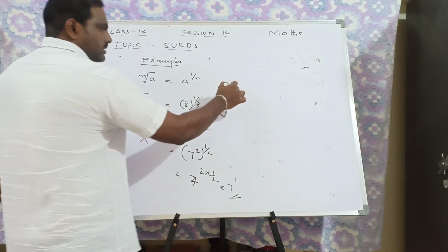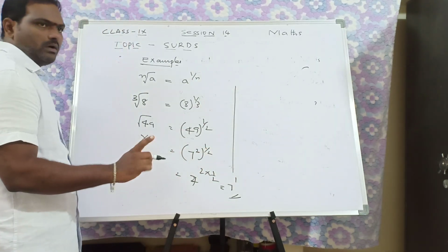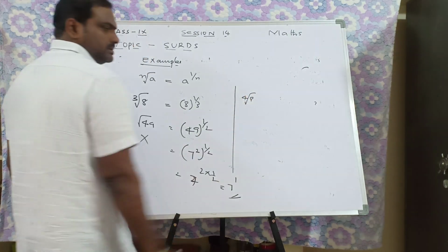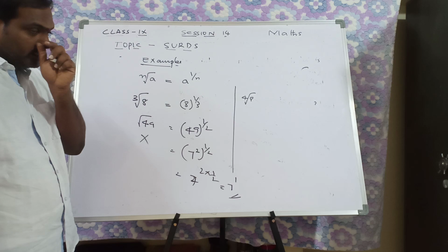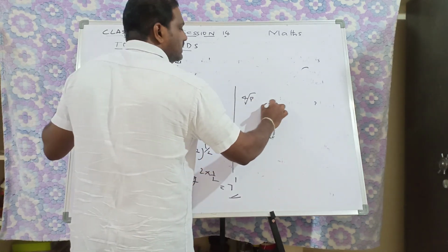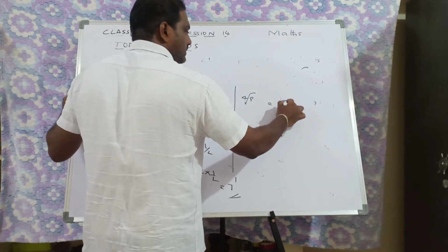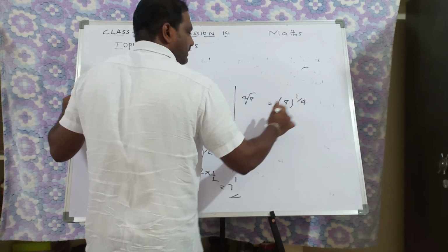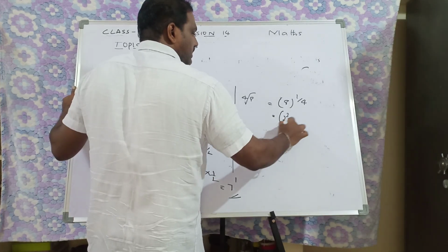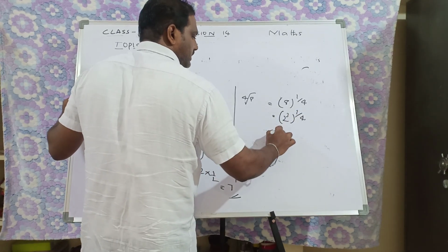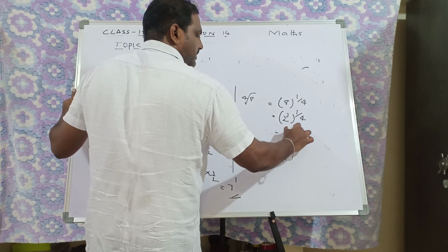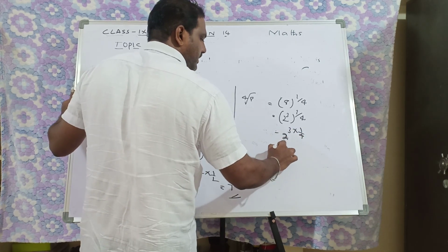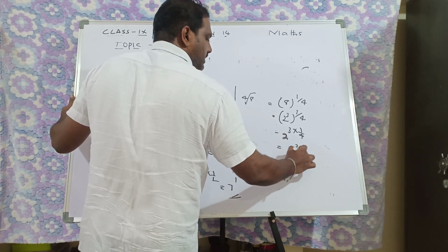Okay, suppose the same question with a small change: is the 4th root of 8 a surd or not? Let us check. 4th root of 8 can be written as 8 power 1 by 4. And 8 can be written as 2 power 3, whole power 1 by 4. What is the next step? (a power m) whole power n is equal to a power m into n. That is, you will get 2 power 3 by 4.